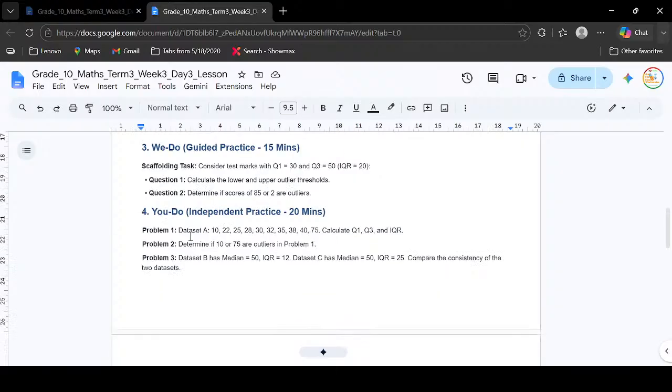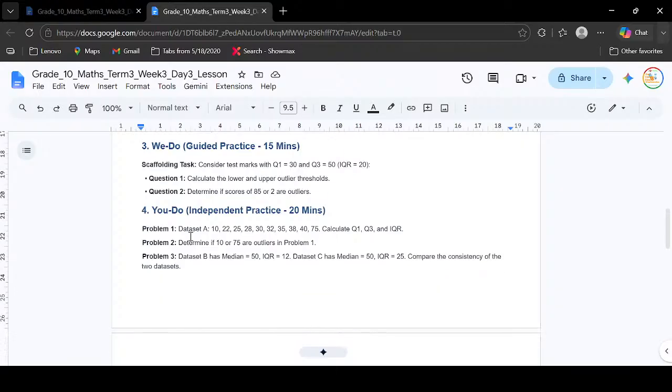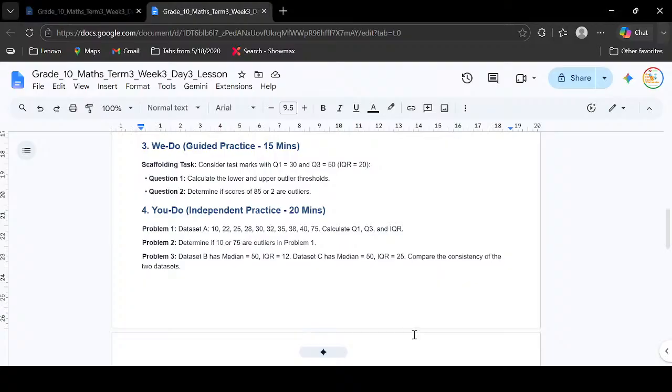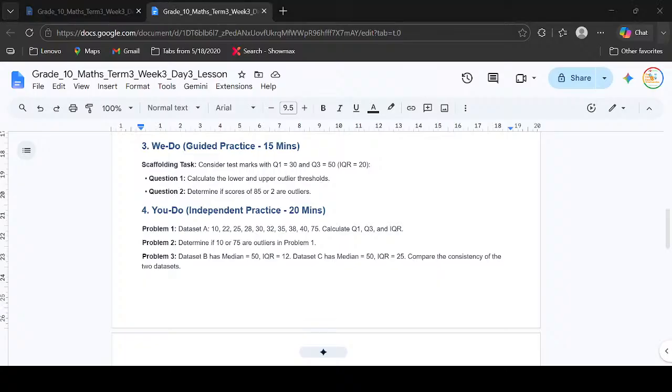On the activity, they do the data set, which is data set A. They say we should calculate Q1, Q3 and the IQR. So that's the first question. Let's check the data. What did they say? Read the statement. We want to understand something before we can calculate Q1, Q2, and Q3.